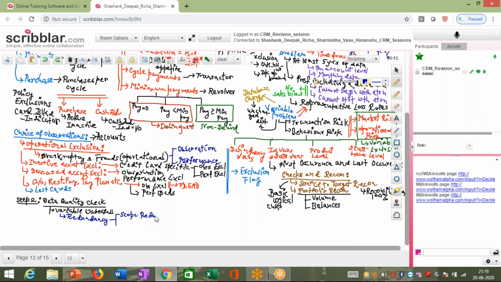So that is one of them. Once you get the final variable list, you look into them and you say that, hey, look, these are the variables that I don't need for model development. That's scope redundancy, right?